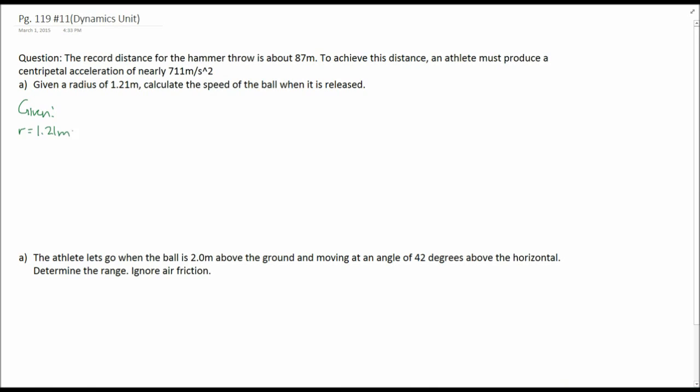The radius is 1.21 meters, and the centripetal acceleration is 711 meters per second squared, and we're solving for the speed, which is v. So this question is pretty straightforward, as we have a formula for centripetal acceleration: a = v squared over r. So we just rearrange this formula. Speed, v, is equal to the centripetal acceleration times the radius, and then we square root the whole thing. And then from here, it's just substituting everything.